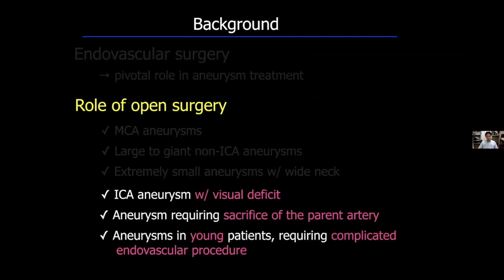In addition to these aneurysms, today I'm going to focus on some specific cases like ICA aneurysm causing visual deficits, and aneurysm requiring sacrifice of the parent artery. And also I'm going to talk about some aneurysms in young patients requiring complicated endovascular procedures. These sentences highlighted with pink color are the reasons to choose open surgery.